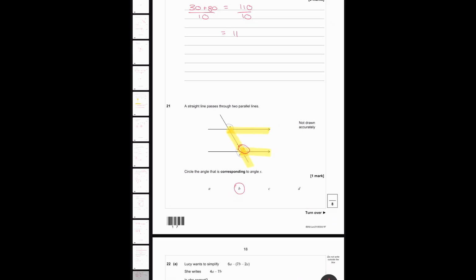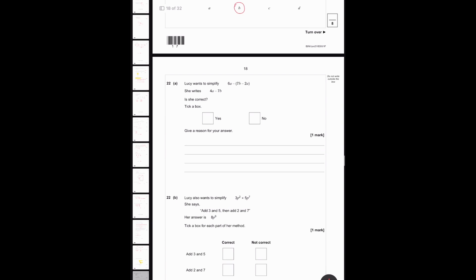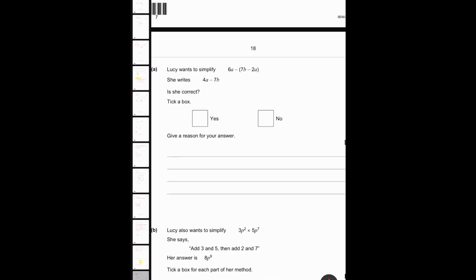Question 22 says that Lucy wants to simplify 6a minus 7b minus 2a. She has the answer 4a minus 7b. We need to say whether she is correct or not. Let's do the question first and see.